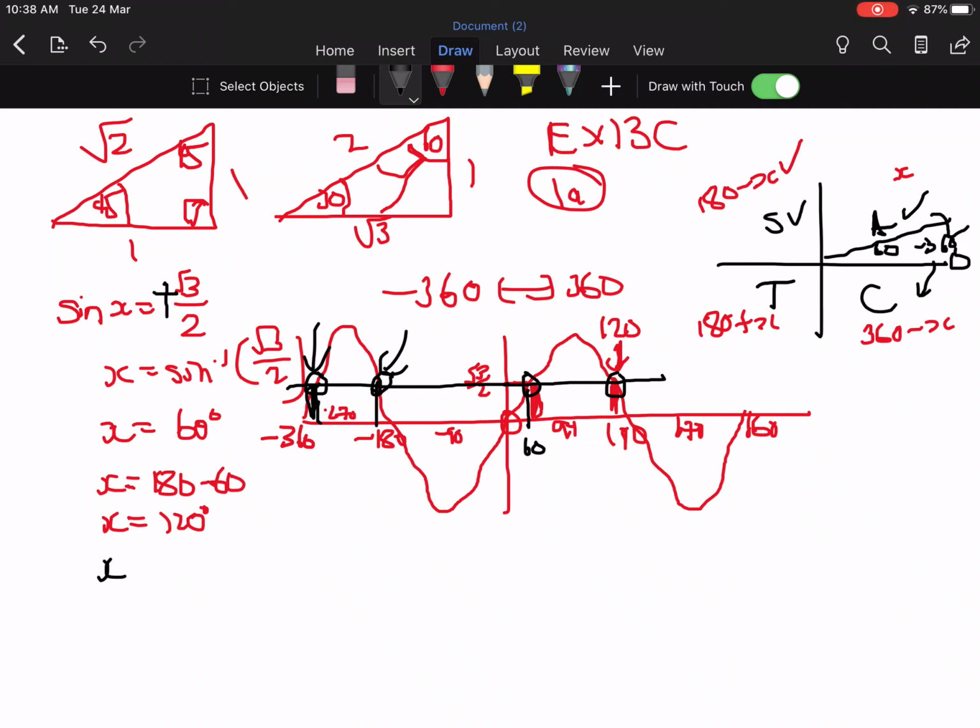So I can write that down. X is equal to negative 360 plus 60. So that's that bit in there. And then if I go in this direction, I'm at 0. And it's going to be negative 240.